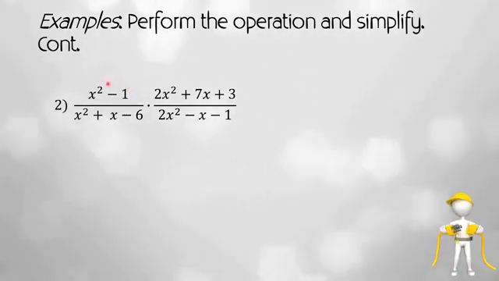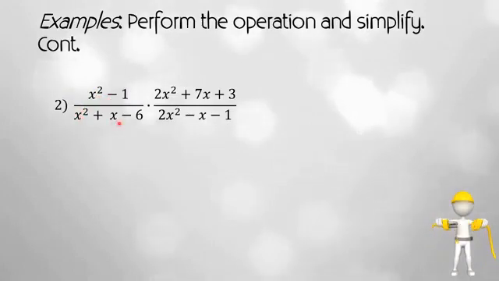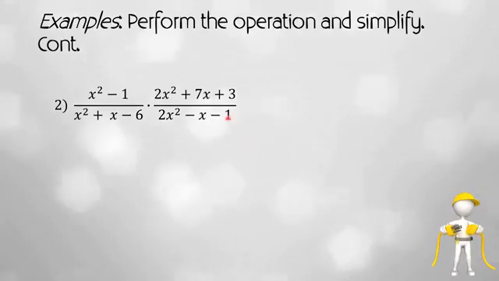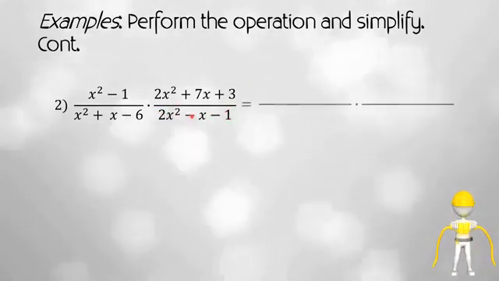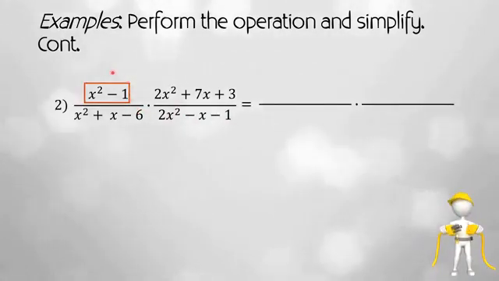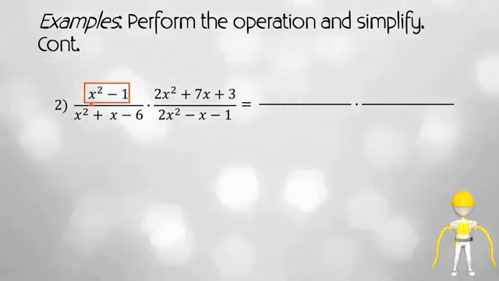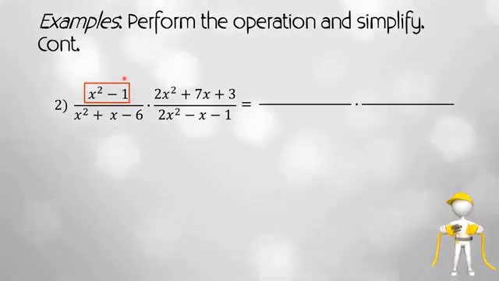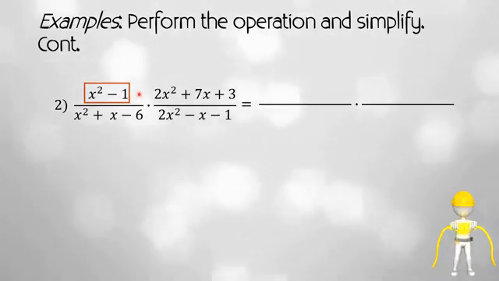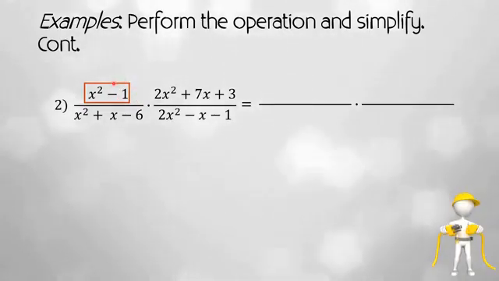We factor first x squared minus 1, and also x squared plus x minus 6, and also this trinomial, the trinomial in our second denominator. Okay, so first we need to factor x squared minus 1. As you observe, our first term is a perfect square, x squared. And our second term is also a perfect square: 1 times 1 is 1, or 1 squared is equal to 1. And the operation is minus.